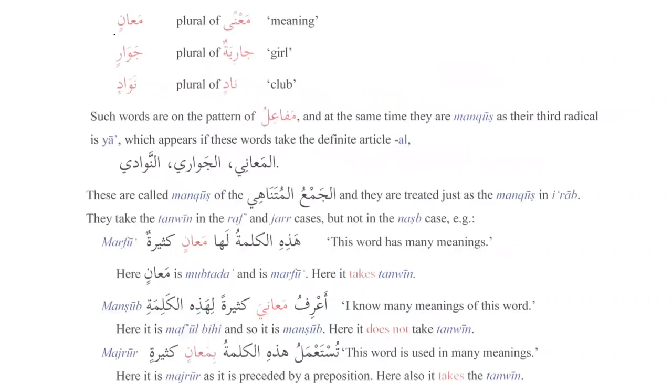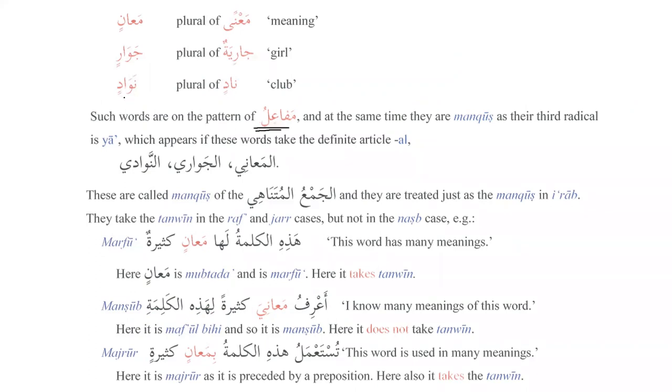Ma'nan, and the plural is ma'anin. Jariyatun, and the plural is jawarin. Nadin, and the plural is nawadin. Ma'nan meaning meaning, jariyatun girl, and nadin club, and the plural is ma'anin, jawarin, and nawadin. Such words are on the pattern of mafa'ilu.